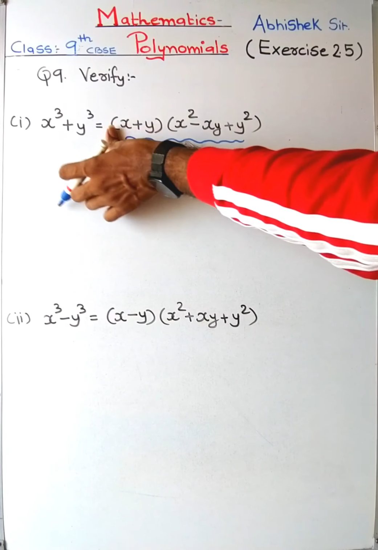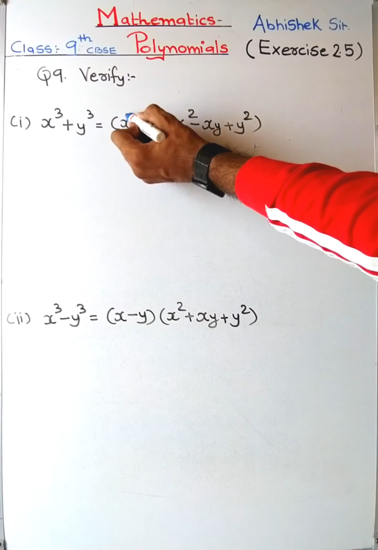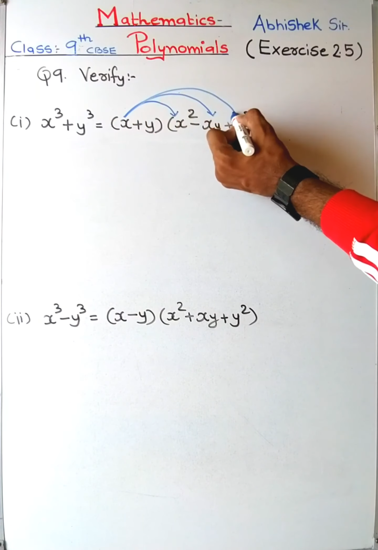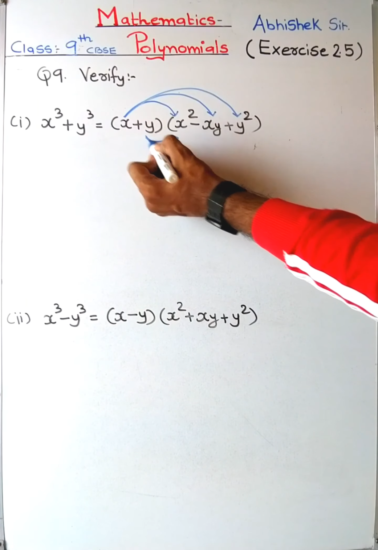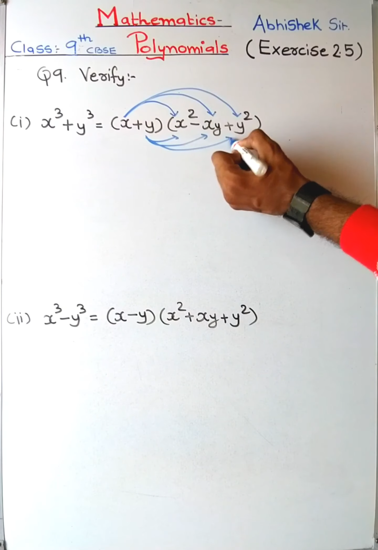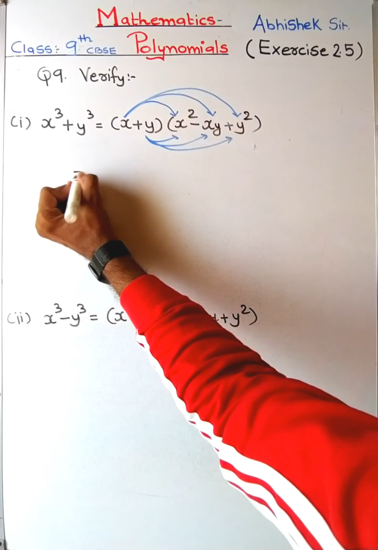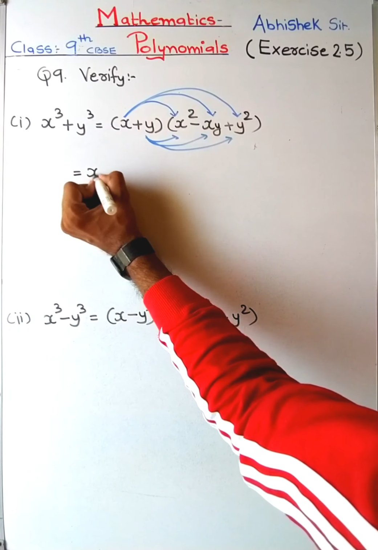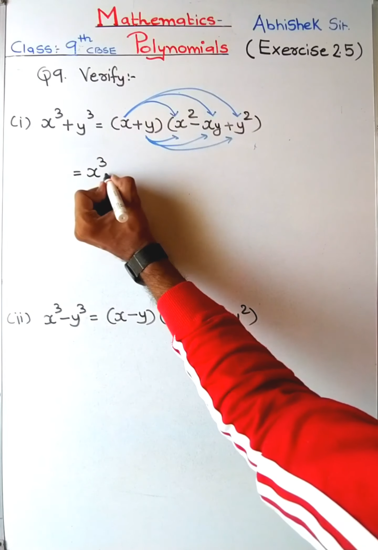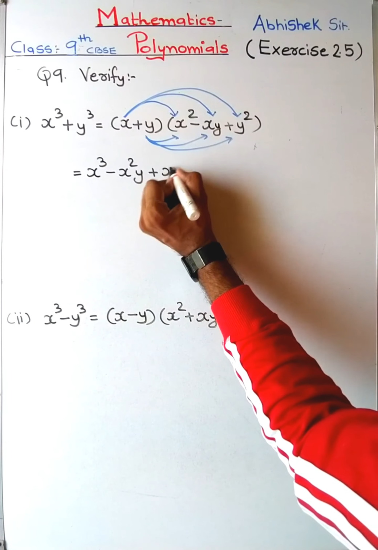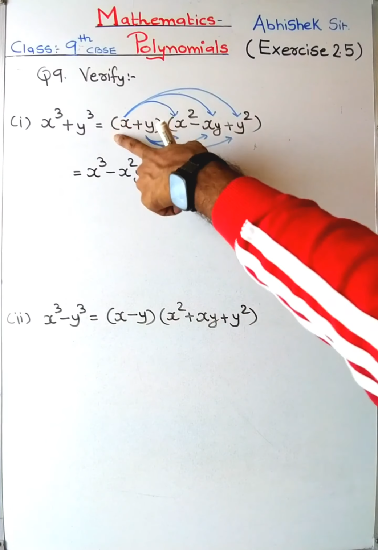For that, we just have to multiply x and y with all these three terms. Probably all the other unutilized terms will be cancelled and we will end up with x cube and y cube. Let us see how it is done. So x into x square will be x cube, x into minus xy will be minus x square y, and x into y square will be xy square. So I multiply all three terms with x.